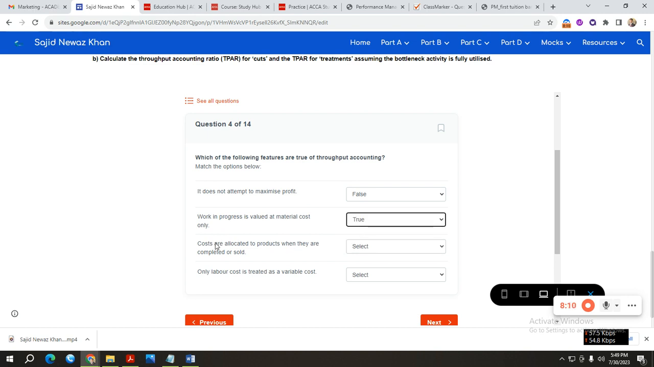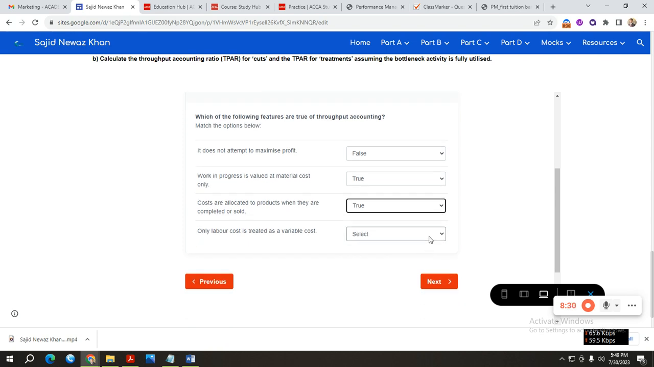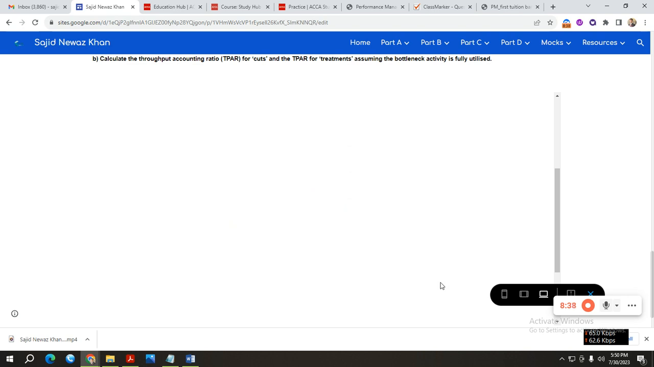This is an assumption: costs are allocated to products when they're completed or sold. This is also true. When we sell, we add the remaining costs on top of it, not before that. All right. Only labor cost is treated as variable cost. This is a false statement, because we know that in throughput accounting only material is treated as a variable cost. So this one is obviously a false statement. All right, let's go forward.